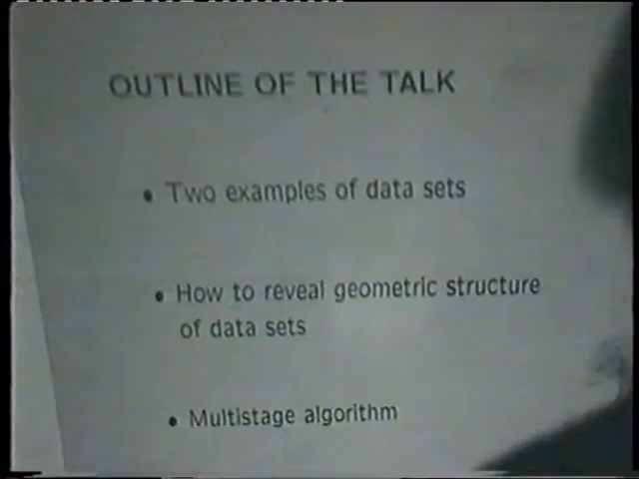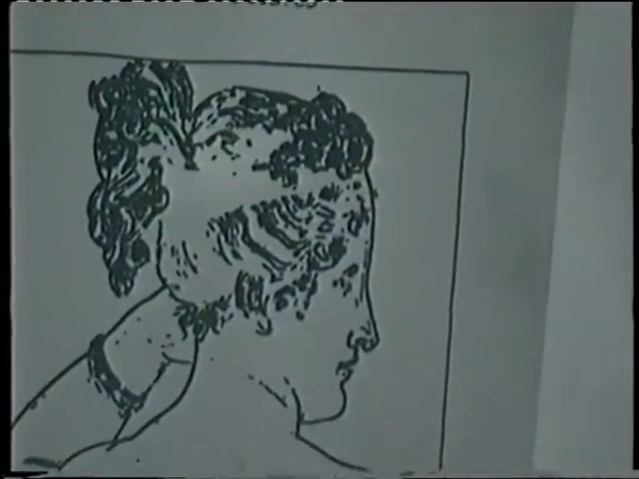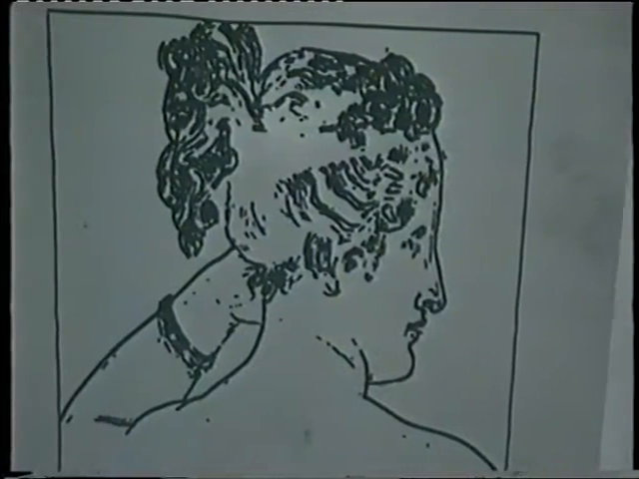So we're actually going to show you three examples of data sets, and we're looking for some geometric structure. We're going to impose this multi-stage and multi-scale algorithm. And here is a very simple picture that we'll analyze. Notice that the picture over here on the Fourier analytic side is much more complicated. Much more complicated.